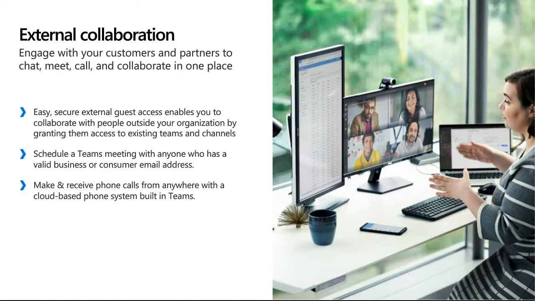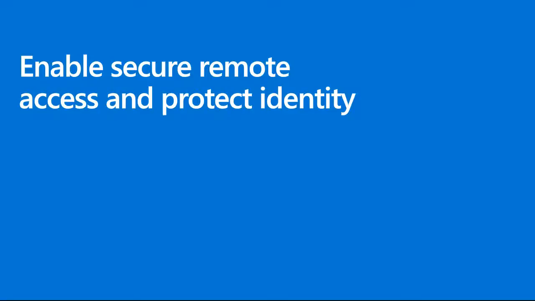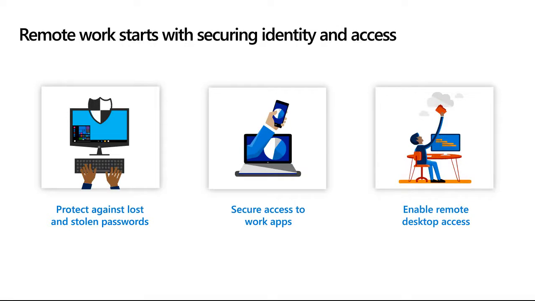We're now going to look at enabling secure remote access and protecting identity. Enabling secure access is really the first step towards enabling remote working. With Microsoft 365 Business Premium, you can protect against lost or stolen passwords by using an additional layer of security called multi-factor authentication. You can also provide the right people with the right access. You work with apps using Azure AD, and then enabling secure remote desktop access with Windows Virtual Desktop.